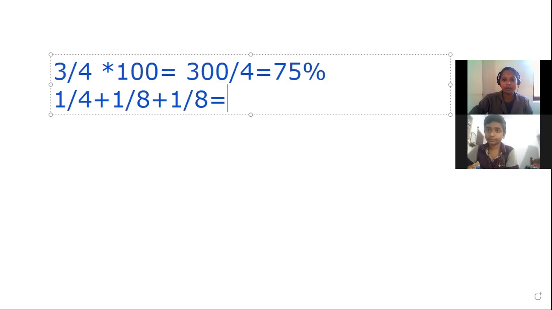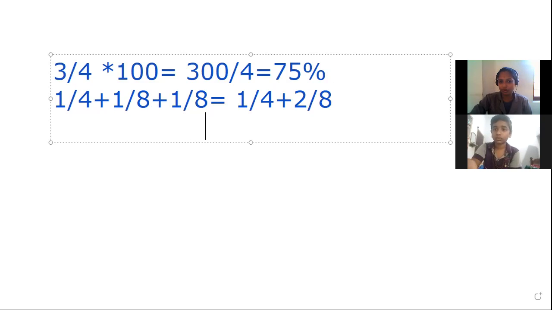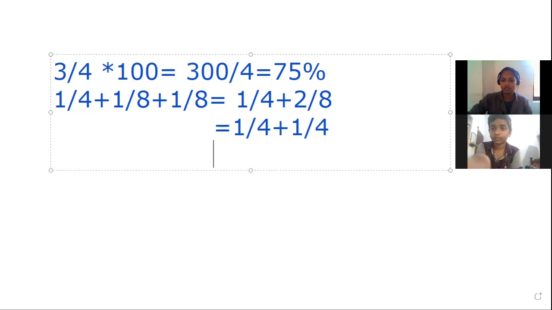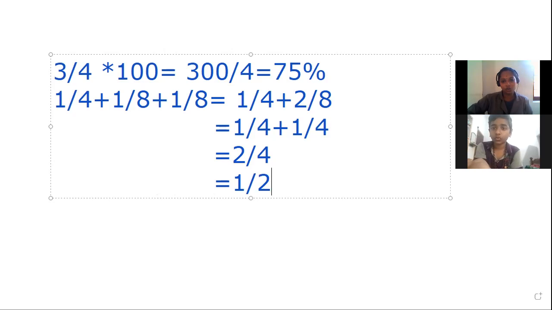1 by 8 plus 1 by 8 can be written as 2 by 8. That is 1 by 4 plus 2 by 8. Then how will you simplify 2 by 8? 2 by 8 is 1 by 4 itself. That means 1 by 4 plus 2 by 8 can be written as 1 by 4 plus 1 by 4, which is equal to 2 by 4. Again 2 by 4 can be simplified as 1 by 2.